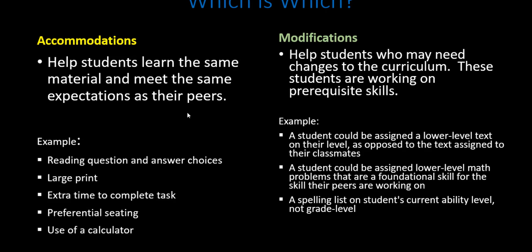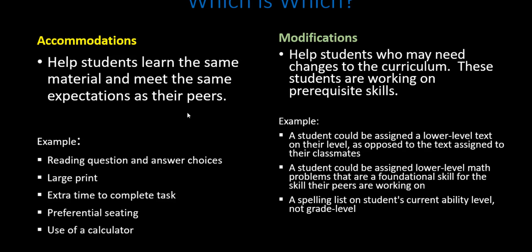Accommodations help students learn the same material and meet the expectations as their peers. So some examples of accommodations might be reading question and answer choices, expanding the print, extra time to complete a task, preferential seating, and use of a calculator to be able to complete their assignment.